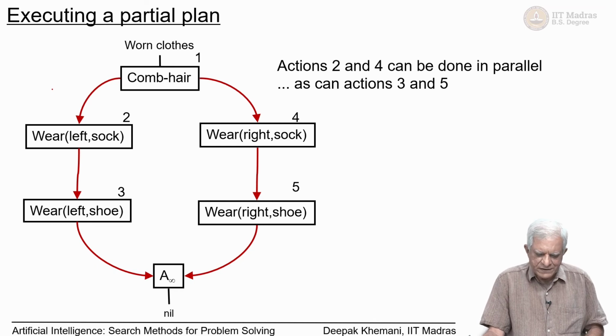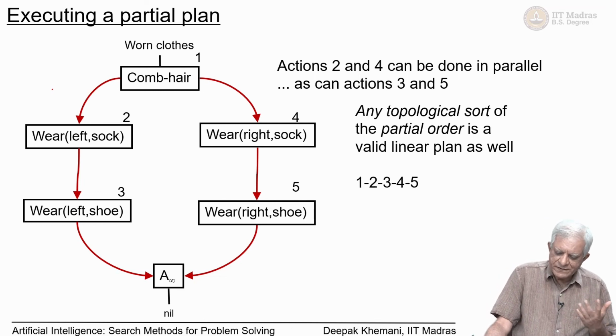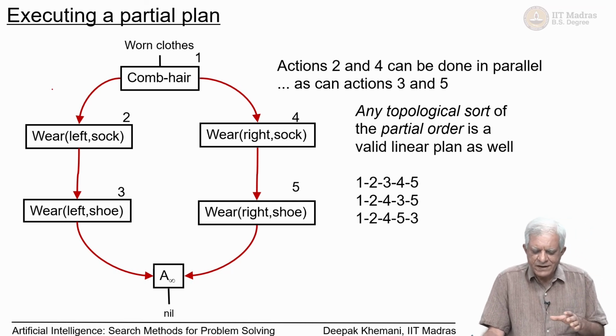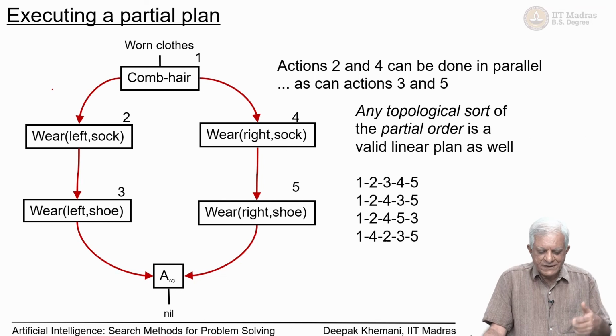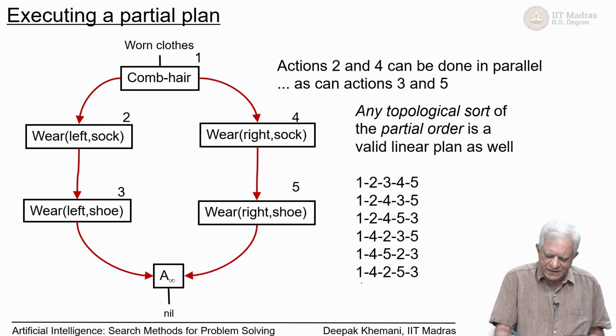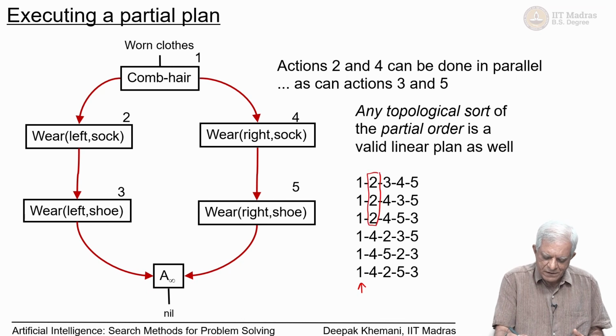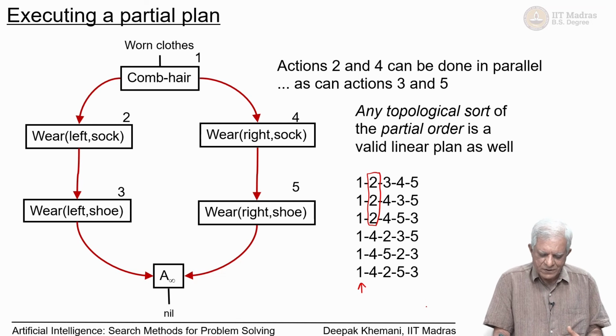But if you want a linear plan, then any topological sort of this partial order is a valid linear plan as well. So, what is a topological sort? A topological sort says produce a linear order, but it must respect these red arrows that we have drawn: action 3 must come before 4, action 1 must come before 2, and so on. You can see that action 1 is always coming first here, but if you are doing plans in a linear order, you can first say the second action is to wear the left sock, and that is shown here. The other option is to wear the right sock, which is shown in the bottom 3.